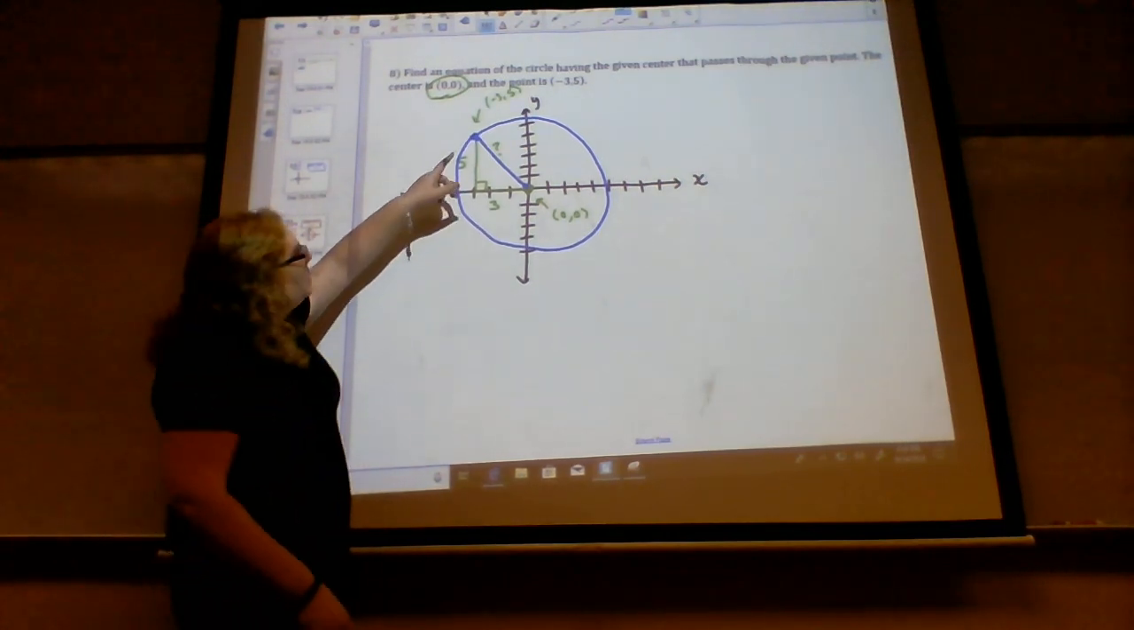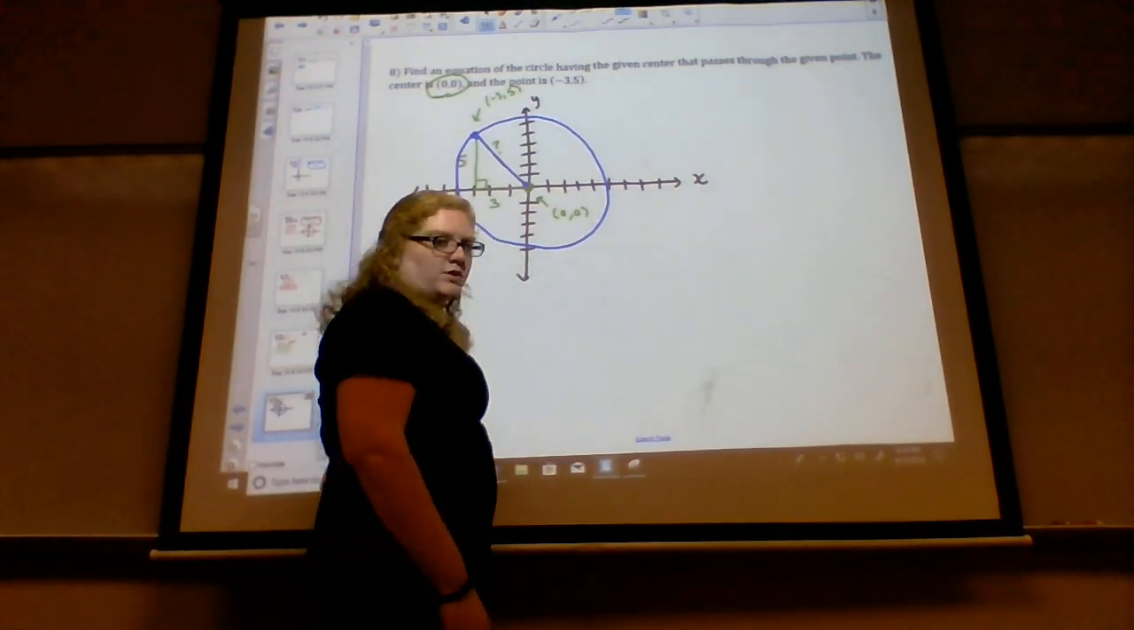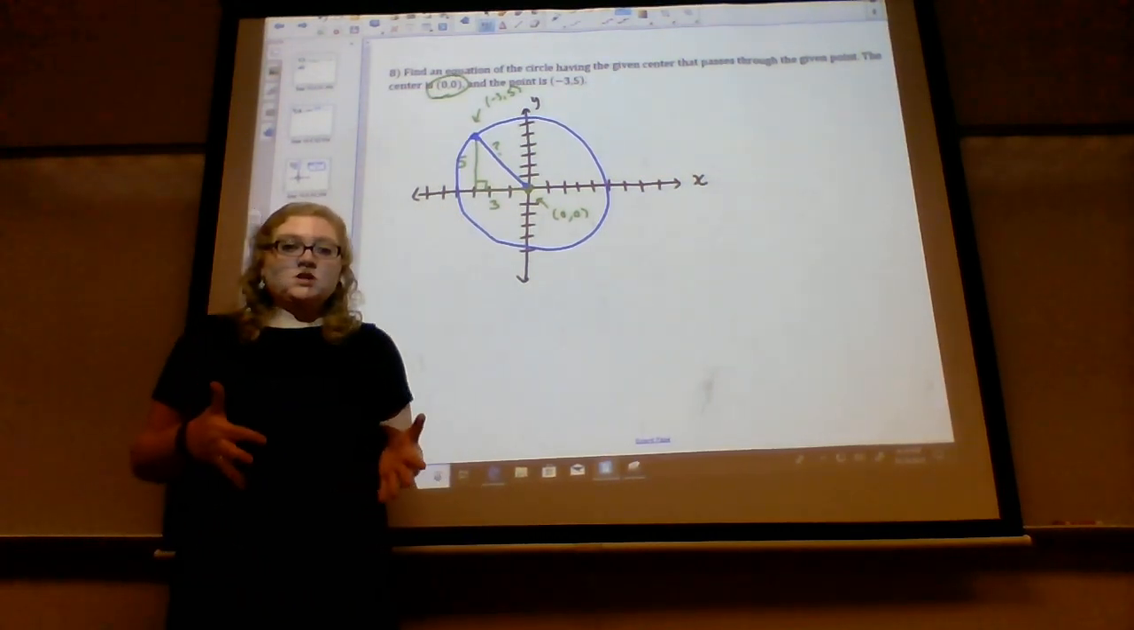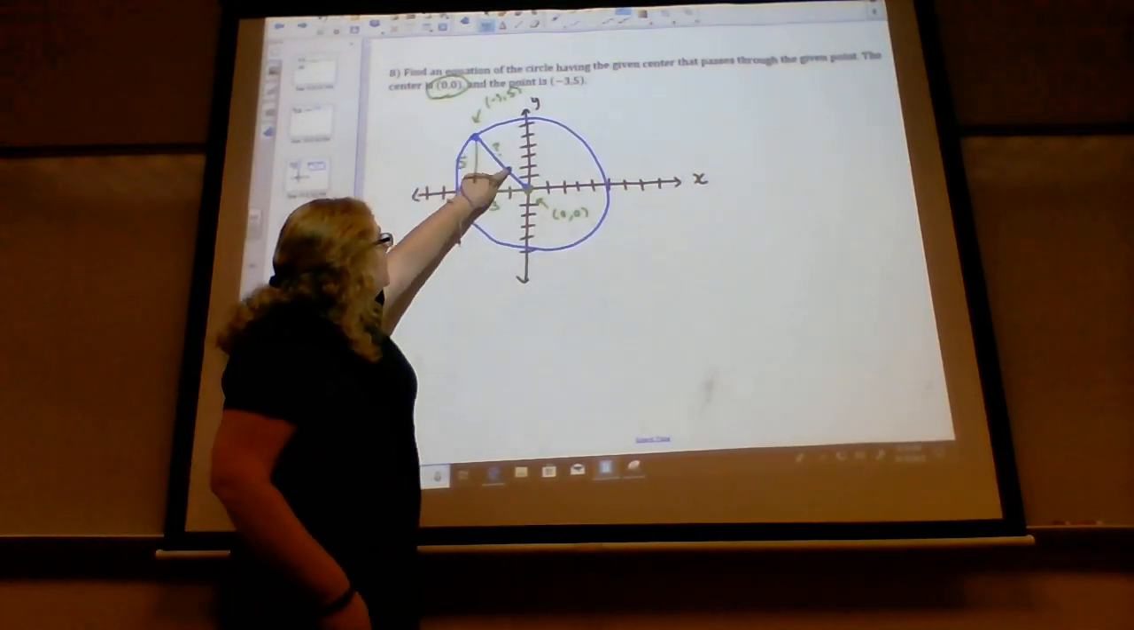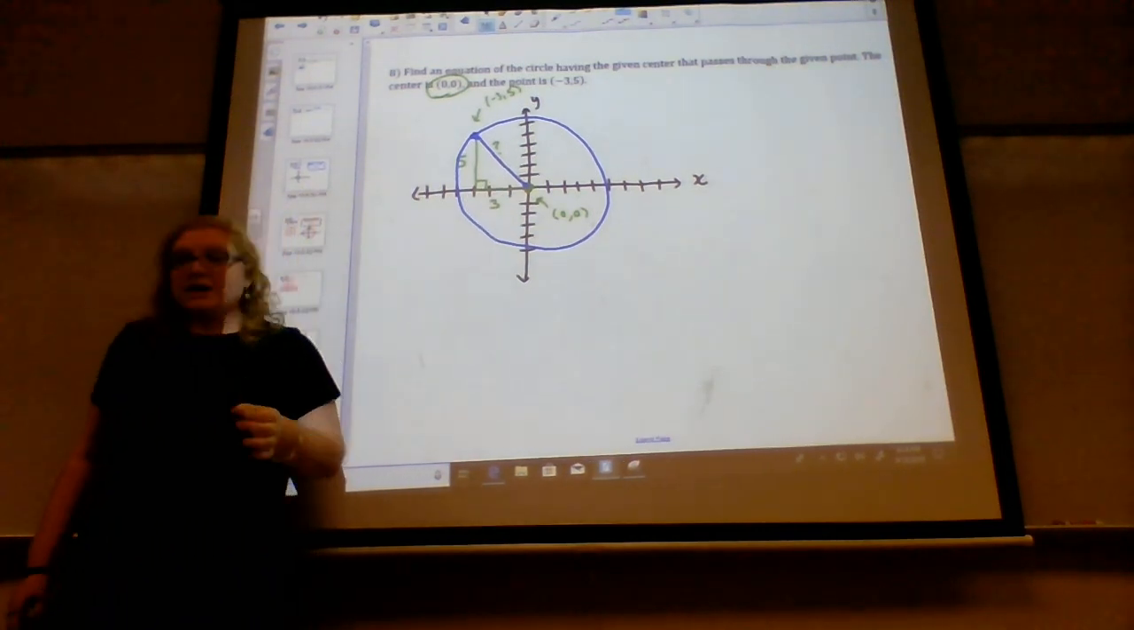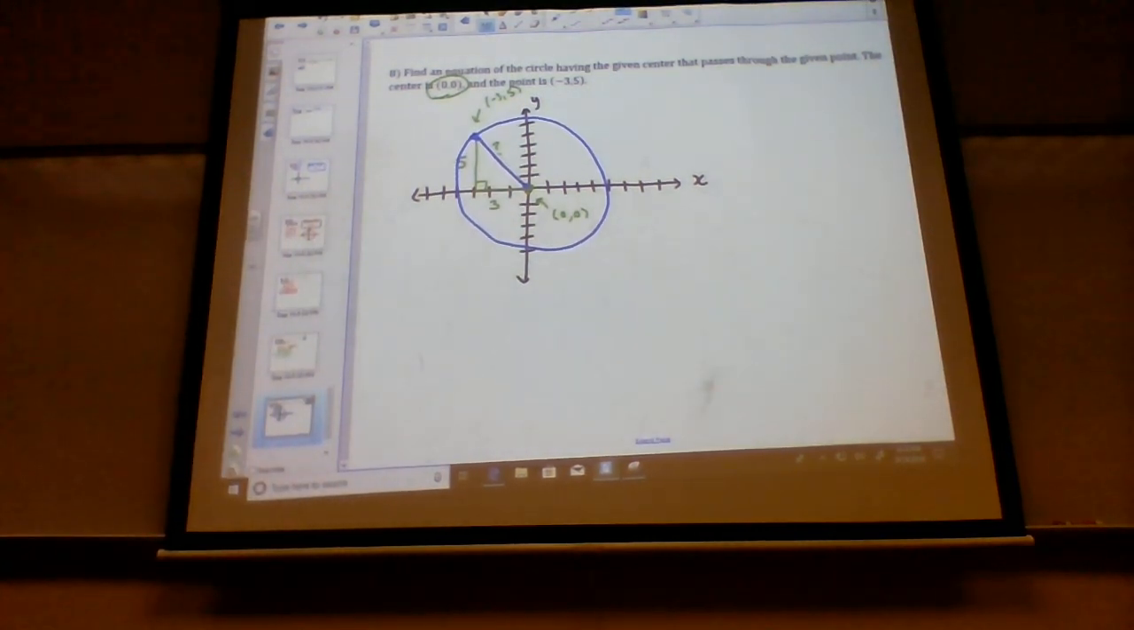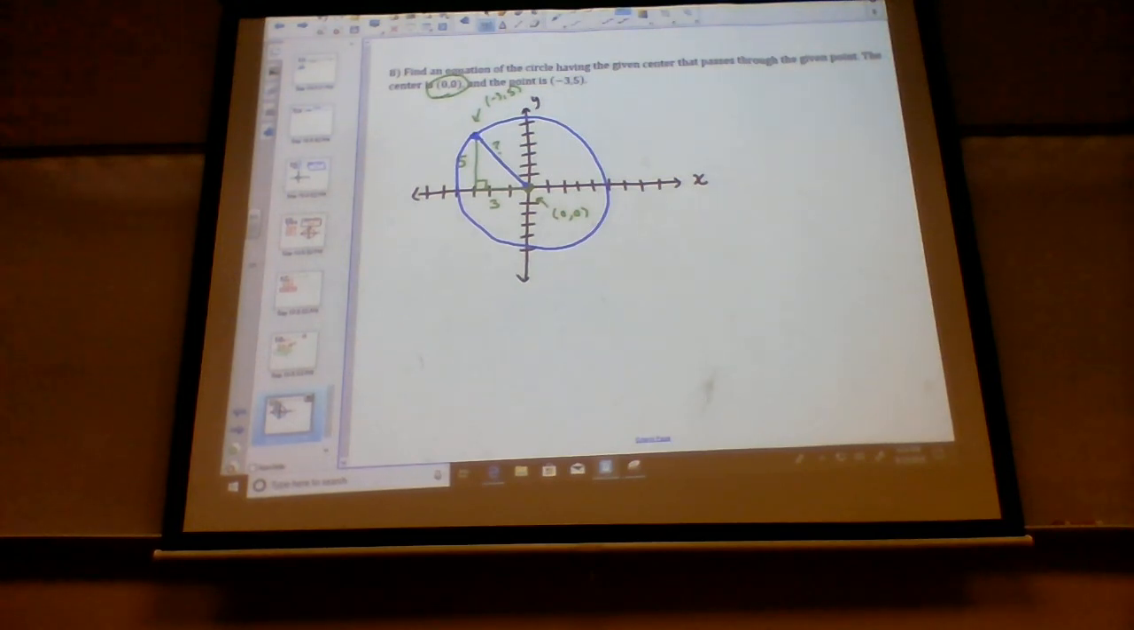Well, they're asking me to find the equation of the circle. The only thing that I need for the equation is the radius. If I can find this length right here, then I can find the radius, or then I can find the equation. So in a right triangle, what can I use to find the hypotenuse? Pythagorean theorem. Pythagorean theorem is used for right triangles.